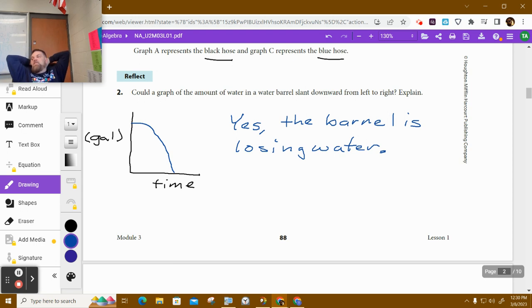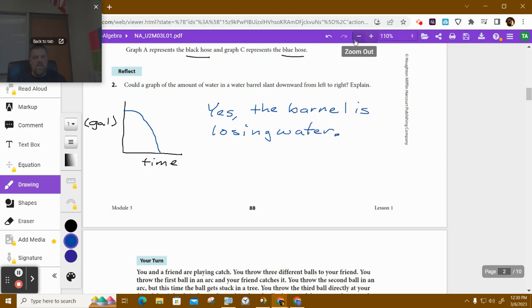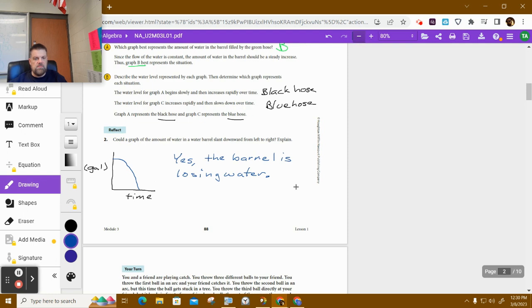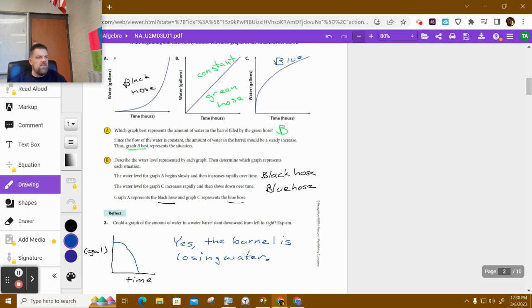In the shape of the graph, the steepness, I don't know why I'm so tired. The steepness of the graph determines how much water it loses. Okay? Any questions on that? I'm going to zoom out a little bit so you guys can write everything down that we've been writing down. I'll let you guys kind of do that.